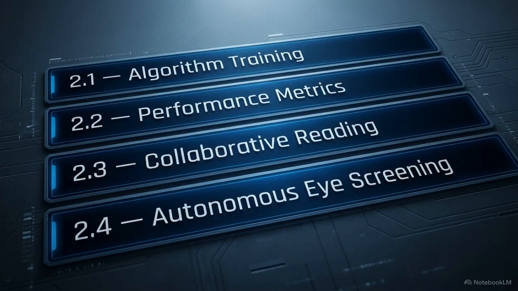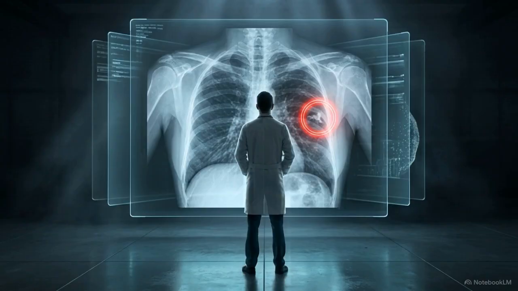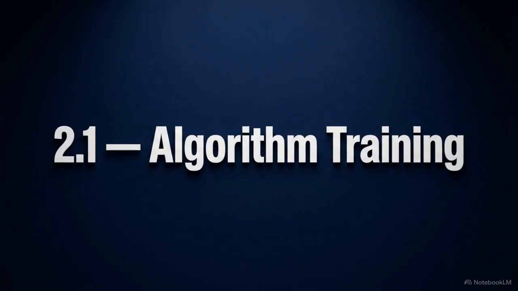To understand how these algorithms actually work on the hospital floor, we will walk through 4 key areas: teaching a computer to see a scan, judging its performance with sensitivity and specificity, the second reader model, and a case study in autonomous screening. Before an AI can assist a doctor, it has to learn how to look at a cluster of pixels and actually recognize the specific signs of a disease. Let's start with how we teach a computer to see a scan.